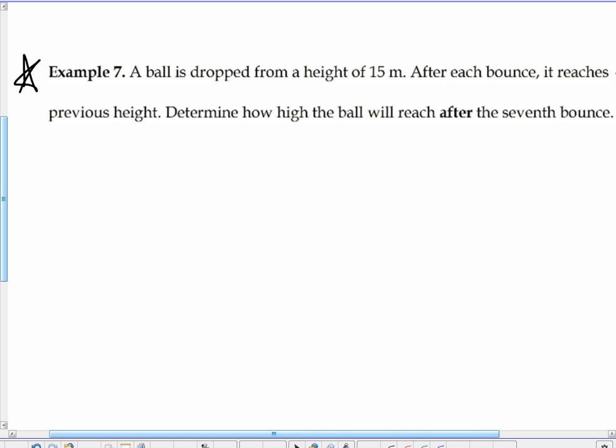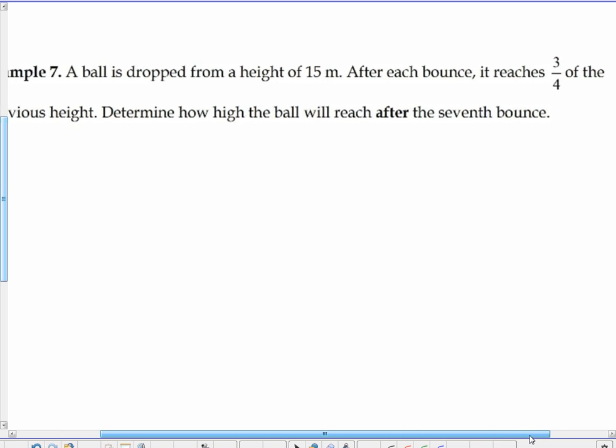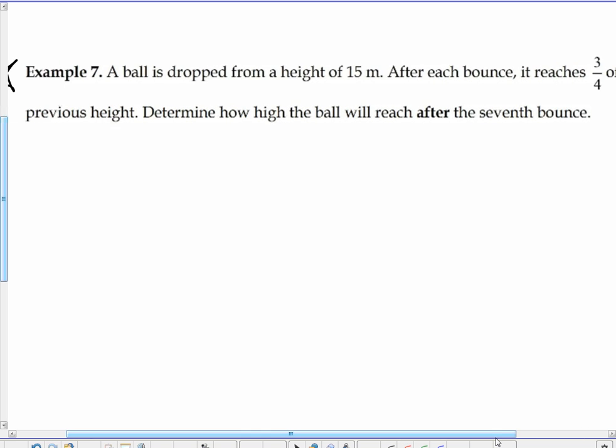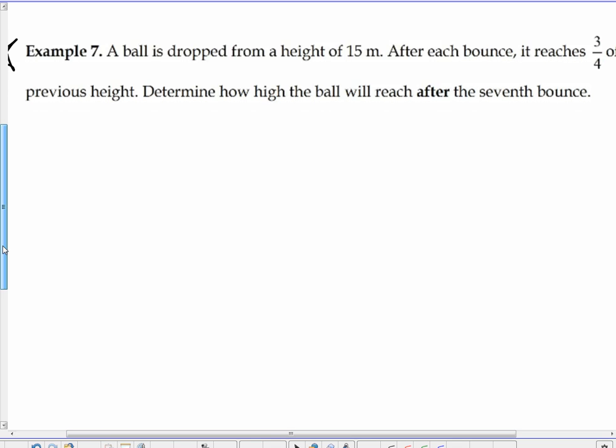Okay, so when you draw these out, you're going to want to draw out every single bounce. And what I recommend is don't draw it like this. It's too tight. We're going to over-exaggerate everything. So this question says a ball is dropped from a height of 15 meters. After each bounce, it reaches 3/4 of the previous height. Determine how high the ball will reach after the 7th bounce. Okay? So after the 7th bounce, that's very confusing. So we're going to draw it to see what they mean.